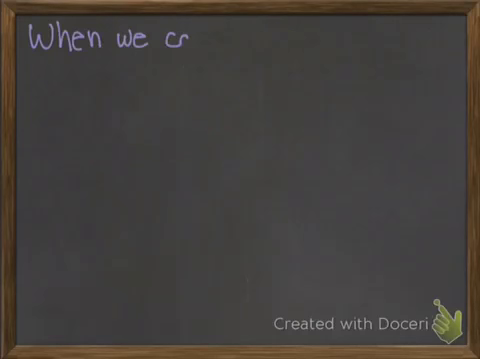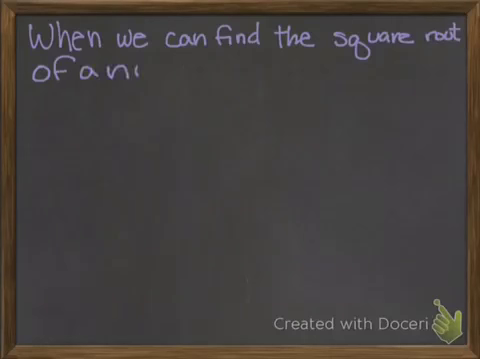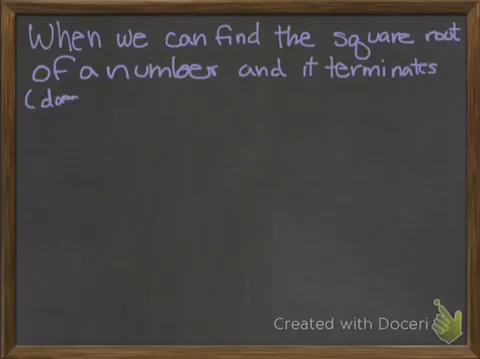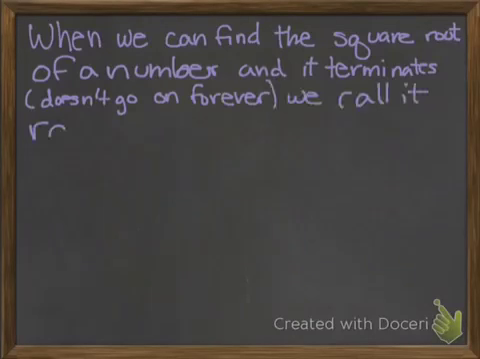So now I'm going to talk about classifying radicals. When we can find the square root of a number and it terminates or ends and doesn't go on forever, it is called rational. So with rational square roots, these are the square roots we are all familiar with. The square root of 36 is 6, and that terminates. And I'm going to give you some examples below.